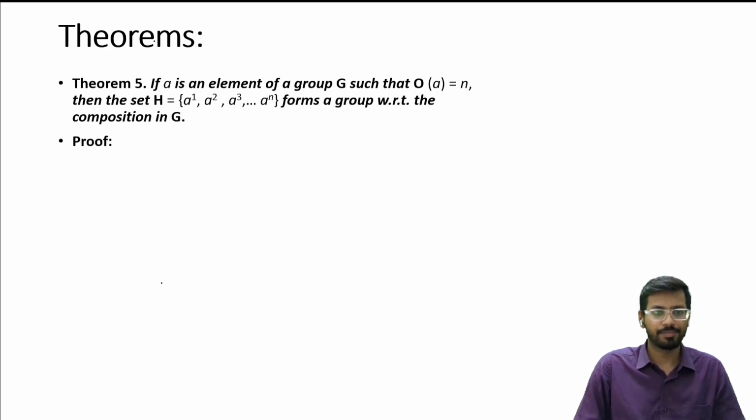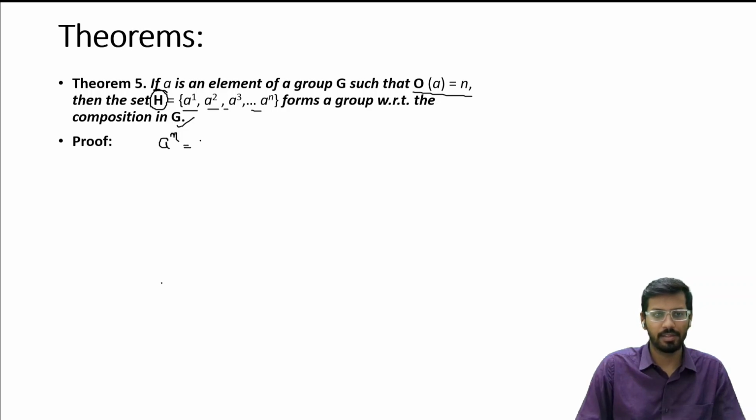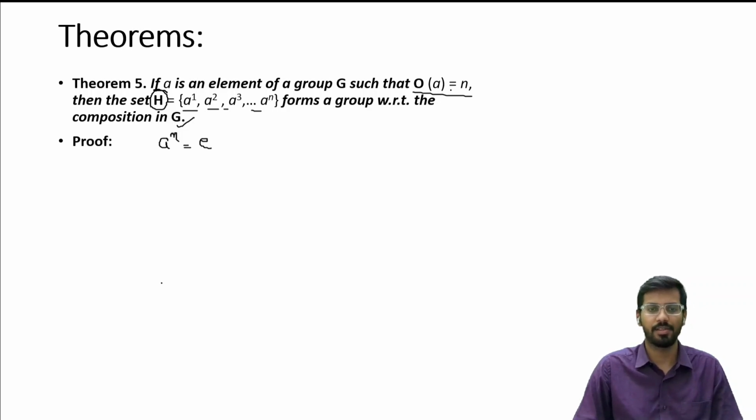Now next theorem. If a is an element of group G such that the order of a is n, then this set H, that is a, a square, a cube, up to a raised to power n, forms a group with respect to the same composition of G. So with G's composition, this H will also be a group, and this we have to prove. So given that a raised to power n is e, because the order of a is n.